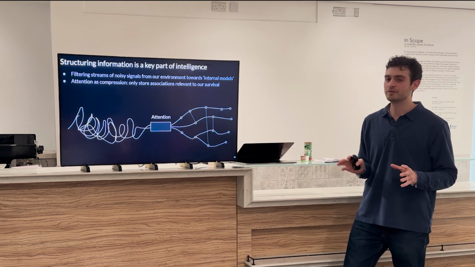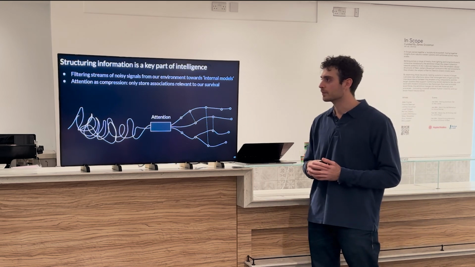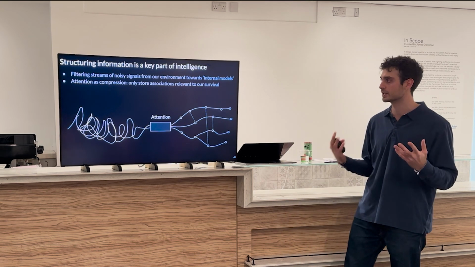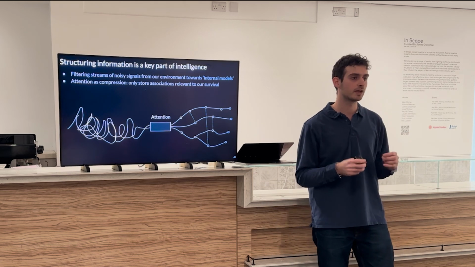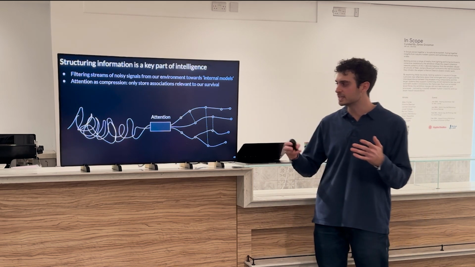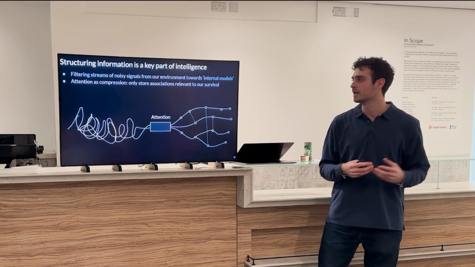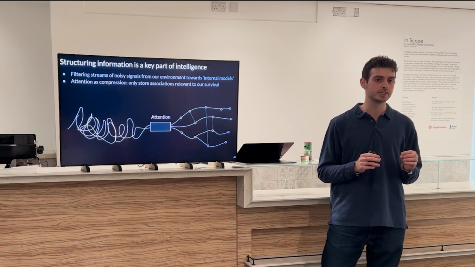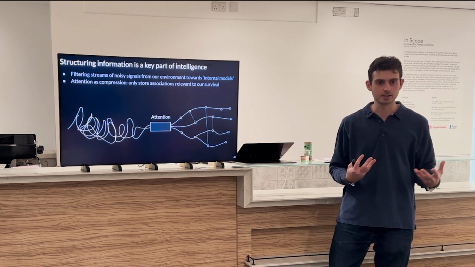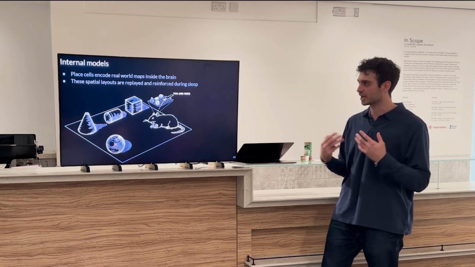So structuring information is a really key part of intelligence on a more cognitive level. Because what we're doing is filtering constant and overwhelming streams of environmental input into coherent internal models that help us do useful things for our survival. So we can see attention as this kind of black box mechanism, but it's a compression scheme that basically stores only the important associations that are relevant to our survival and structures them neatly in the configuration that helps us do stuff.